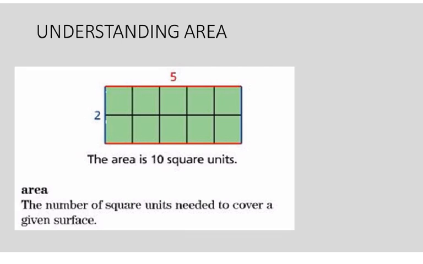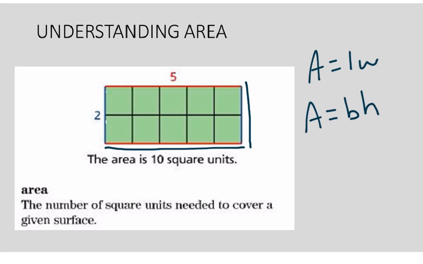Now, you may remember to find the area, you can multiply the length times the width, or base times the height, and 5 times 2 is 10. I'm going to show you again the formula. You may have seen it as length times width. Area equals LW. You're going to now see it as area equals BH. It's not any different, it's just the terminology. We're talking about the base and the height.